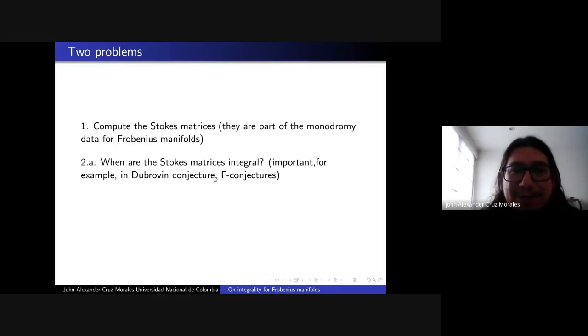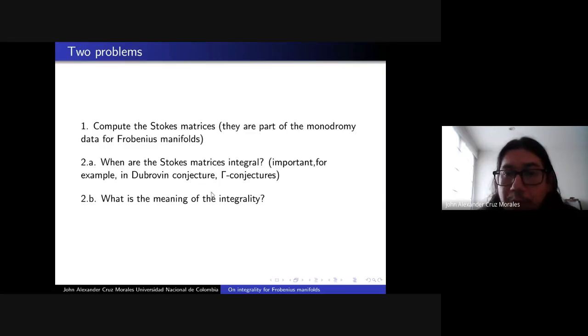So the question is, when do you have this integrality property? This question is important for the Dubrovin and Gamma conjectures. I will come back to the Dubrovin and Gamma conjectures at the end of the talk. For the moment, it's not really important what these conjectures are. The second part of this second question is, what is the meaning of the integrality? Why do we get integral Stokes matrices? Again, from the point of view of differential equations, this is a little strange, because there is no a priori reason to have integral numbers there. But because of the geometry behind these Frobenius manifolds, this integrality becomes natural in some sense.